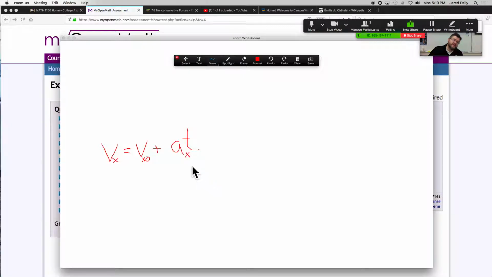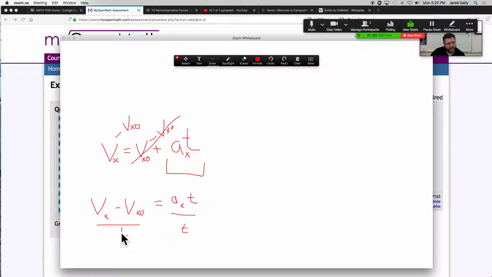So solving for a sub x, we want to get this thing by itself first. So I'm going to subtract this thing from both sides, vx0. Get a new equation, vx minus vx0. Here they just cancel out, equals axt. Divide both sides by t. And there's your final answer.